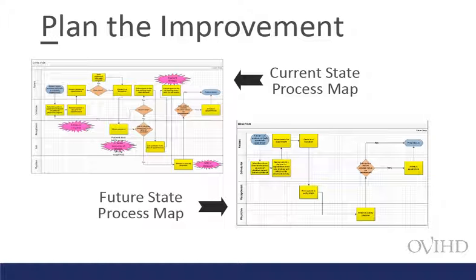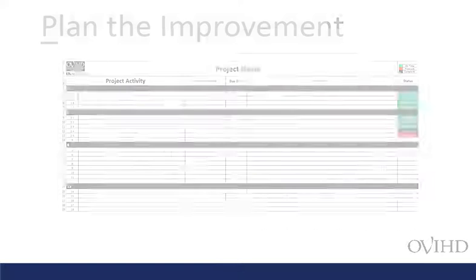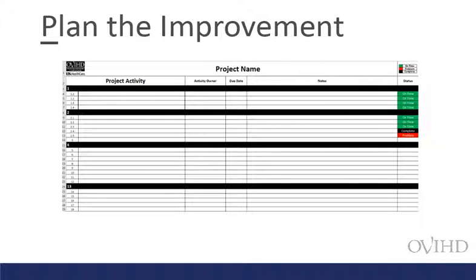Have tasks been eliminated or combined to simplify the process? Are fewer people involved in the process? In the example, the number of stakeholders and people involved in the process was reduced from 5 to 4. In addition, you can observe the number of process steps was reduced and waste was eliminated. The next step is to create an action plan.